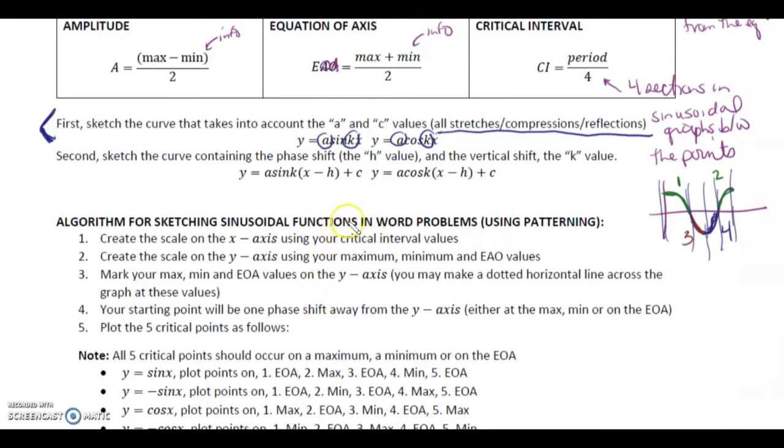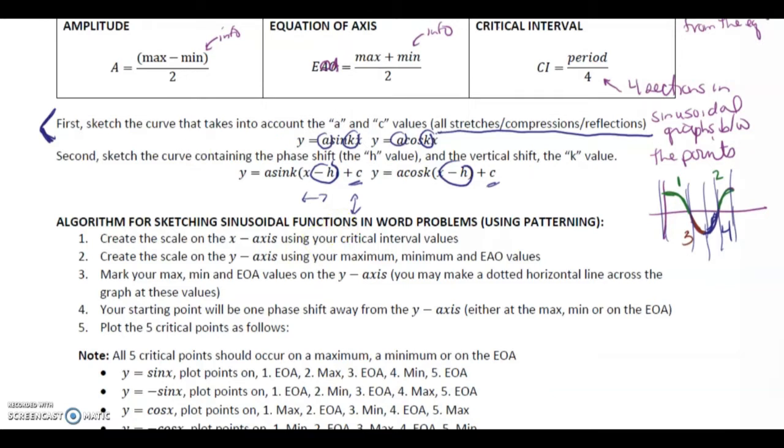Okay. And then after that, what you want to do is you want to do the shifts. So the H, obviously that's the left-right shift. And then the C is the up-down shift. And then you're going to take into account everything. Okay, depending on the style of question, I'm going to approach it differently.